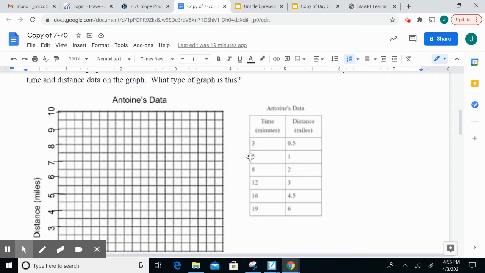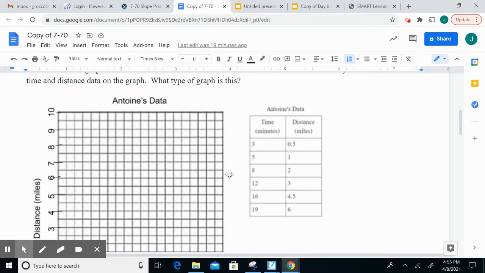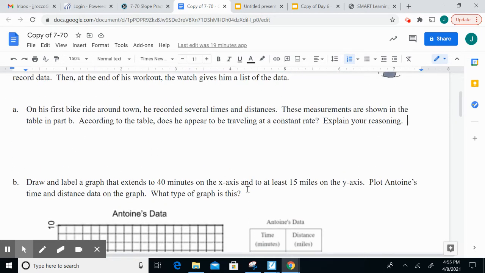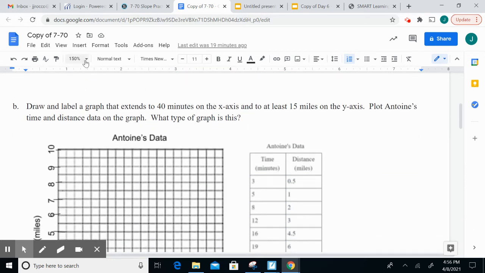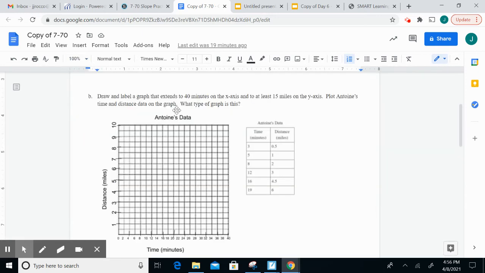In 2 minutes, he went half a mile. In 3 minutes, he went a mile. And then in 4 minutes, he went a mile. Those don't really match up, so I'm going to leave that one up to you, but type an answer for A, all right? For B, graph the data.